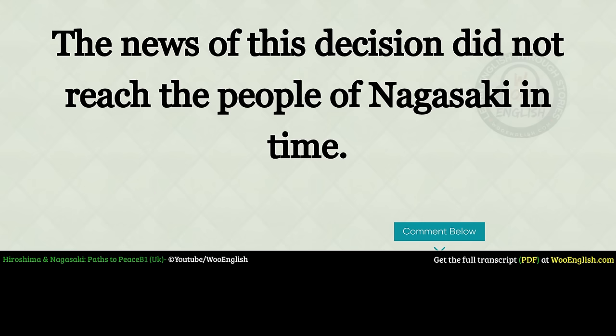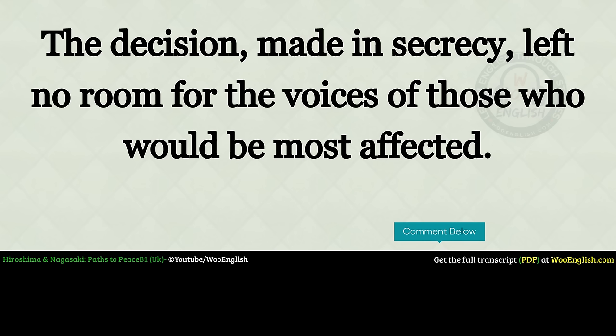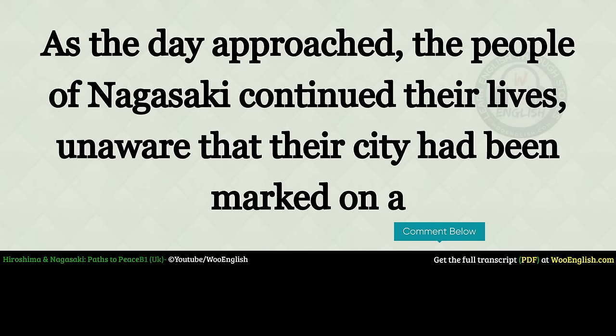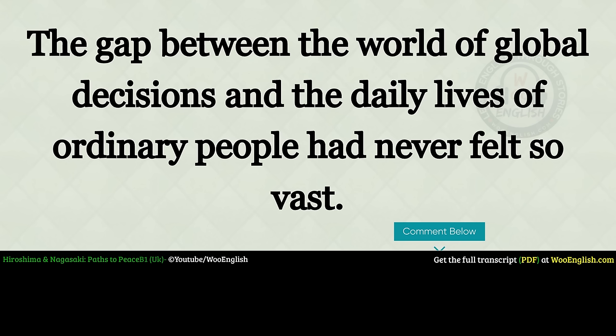The news of this decision did not reach the people of Nagasaki in time. There was no warning, no chance to evacuate, no preparation for what was to come. The decision, made in secrecy, left no room for the voices of those who would be most affected. As the day approached, the people of Nagasaki continued their lives, unaware that their city had been marked on a map, chosen by leaders far away. The gap between the world of global decisions and the daily lives of ordinary people had never felt so vast.